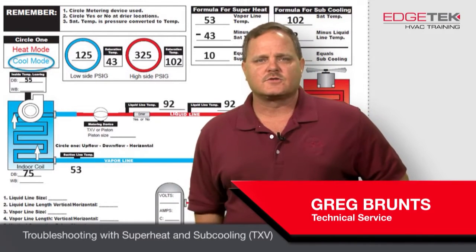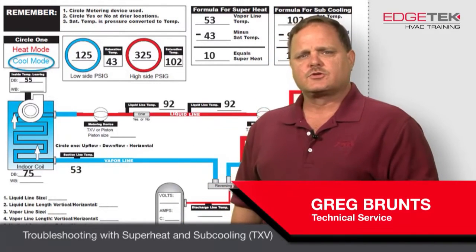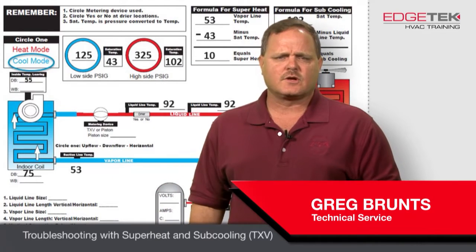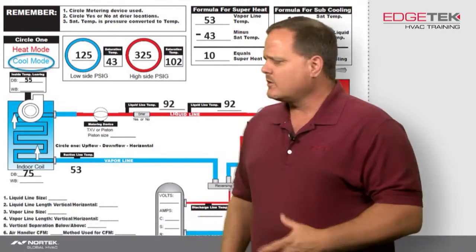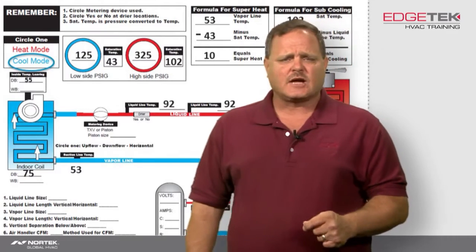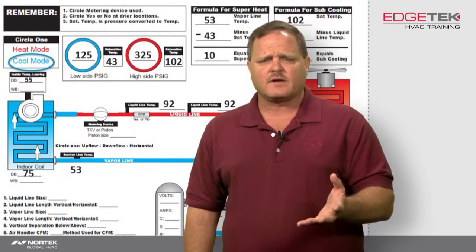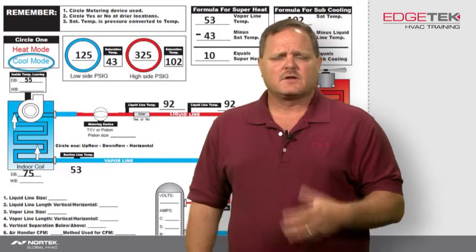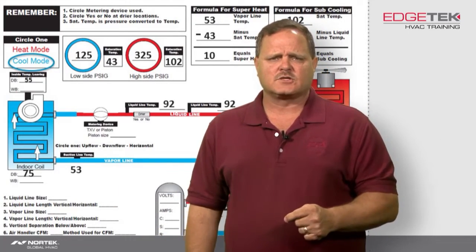Today we're going to talk about using subcooling and superheat to troubleshoot a heat pump system. These same rules kind of apply to using it on an air conditioning system. On the screen behind me I've got a job checkout sheet that we use in tech service all the time. It gives you a place to lay out the numbers on an entire system to determine exactly what's going on with that system.